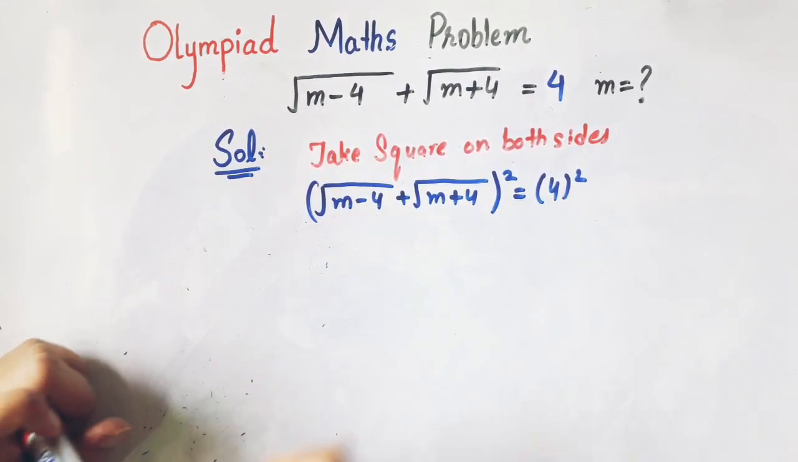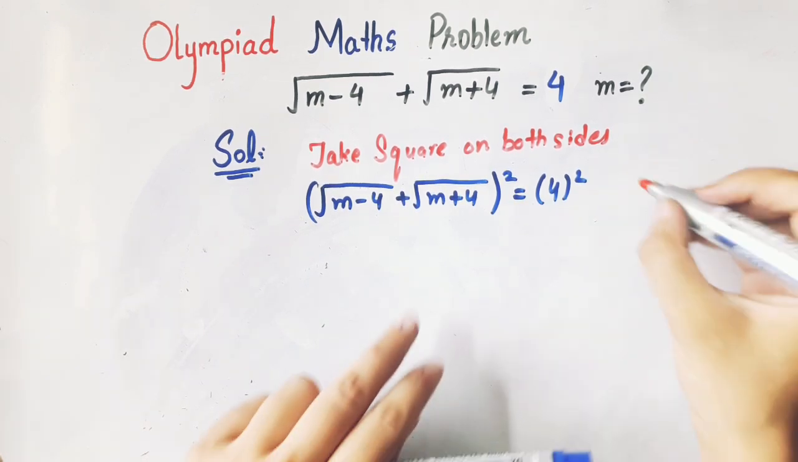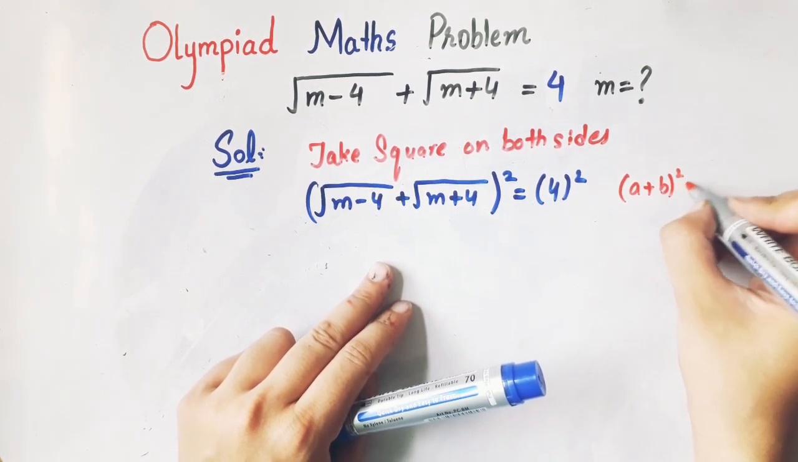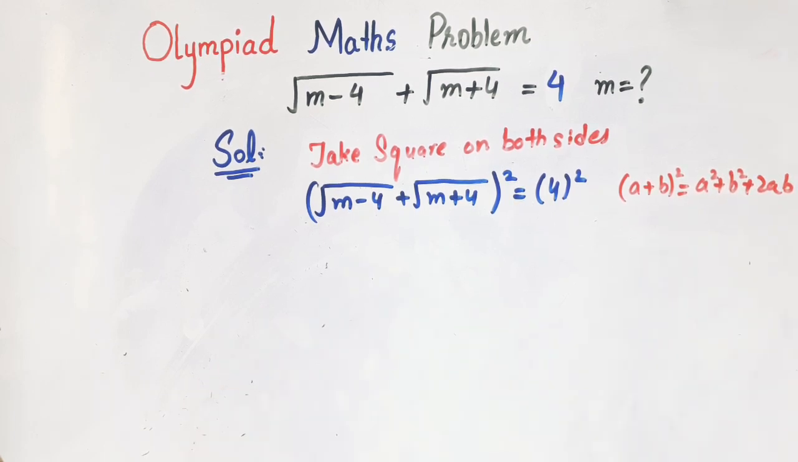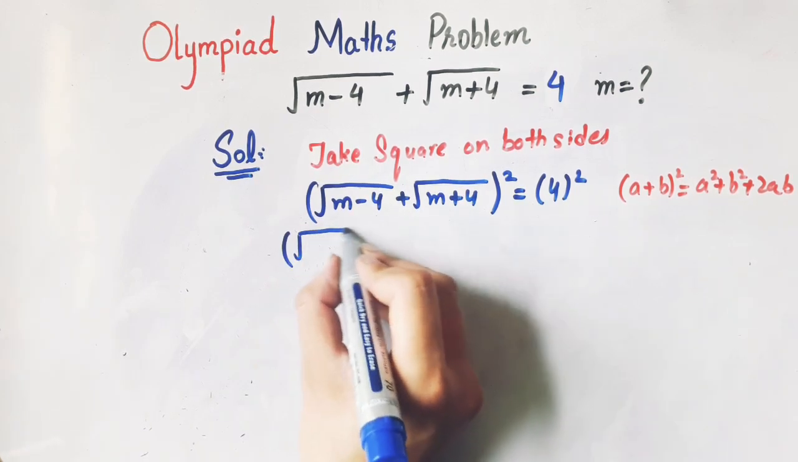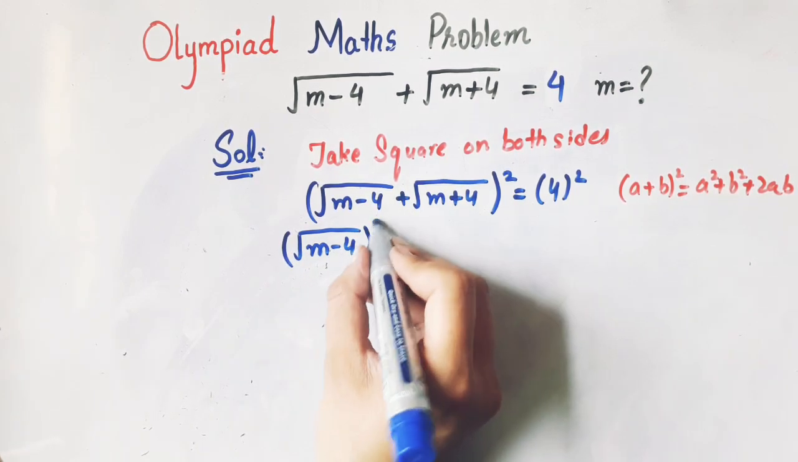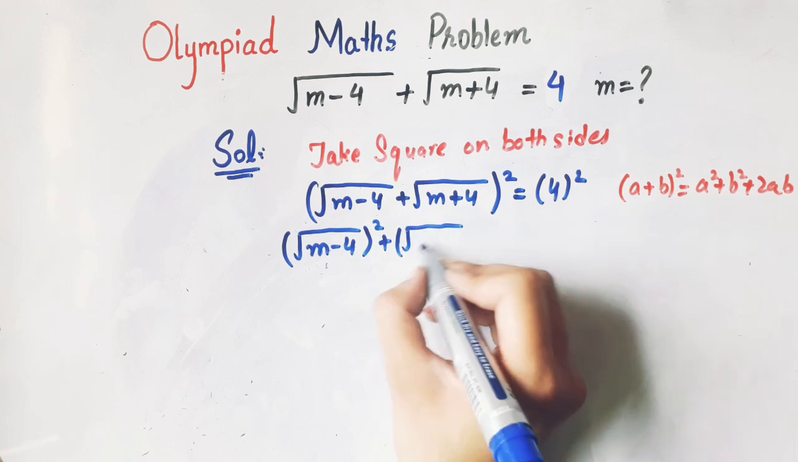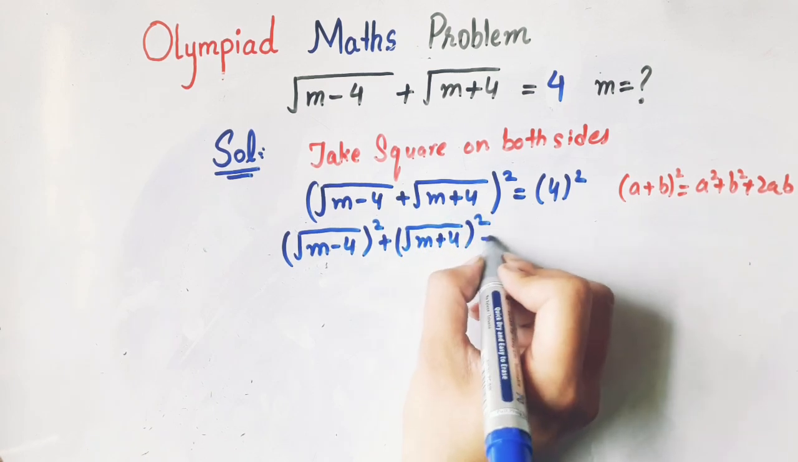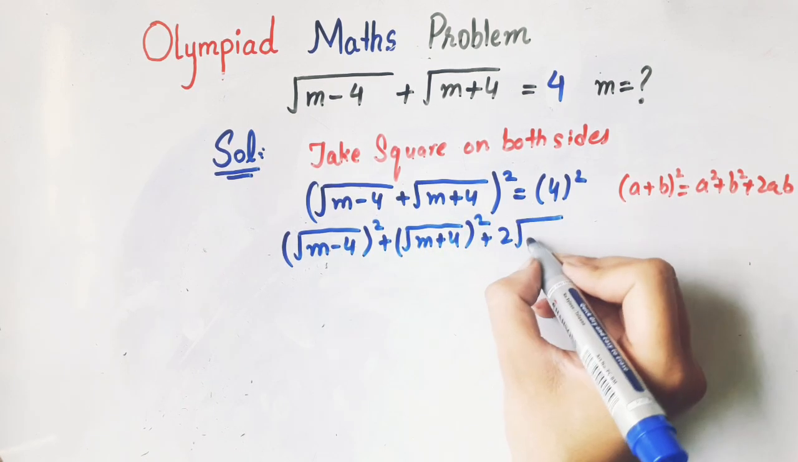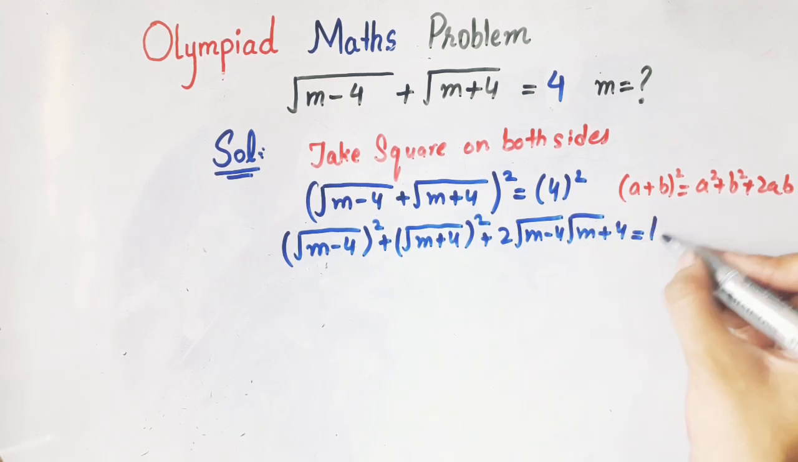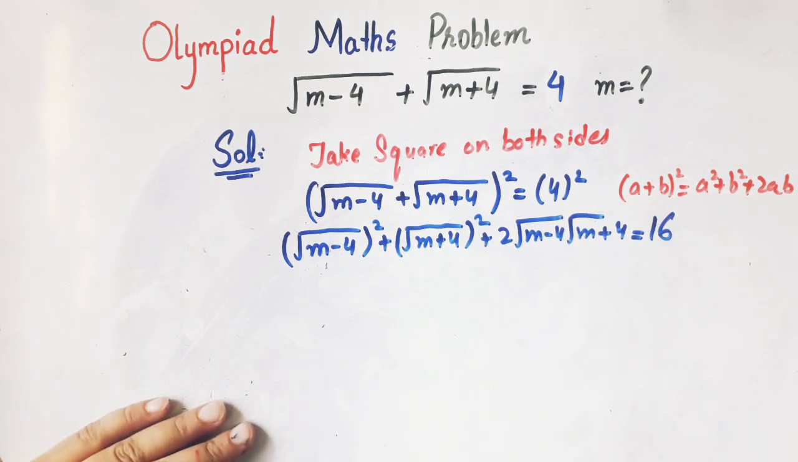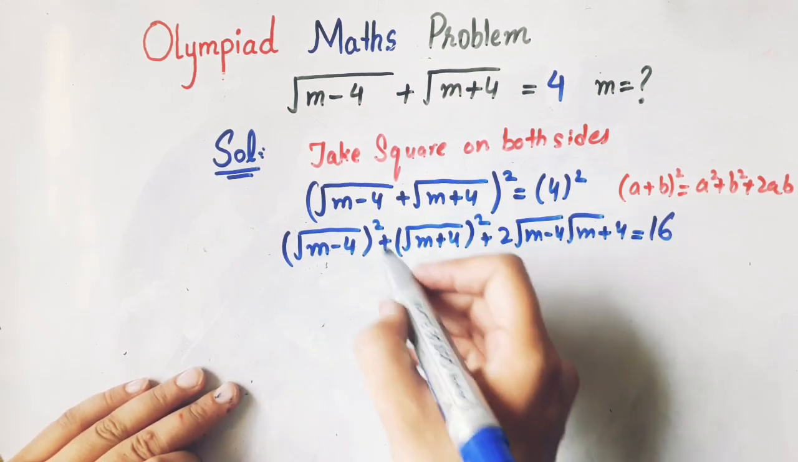We will apply the formula of a plus b whole square here. That equals a square plus b square plus 2ab. This will become root of m minus 4 square plus root of m plus 4 square plus 2 root of m minus 4 root of m plus 4. So 5 square is 25. Now this square is cancelled out by this root.